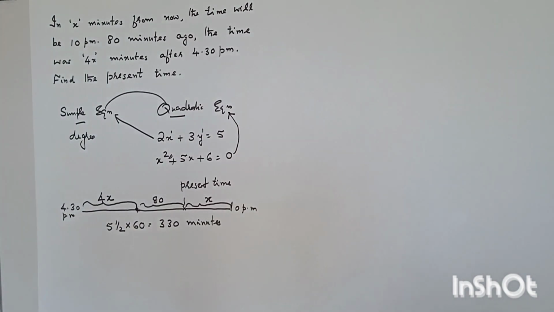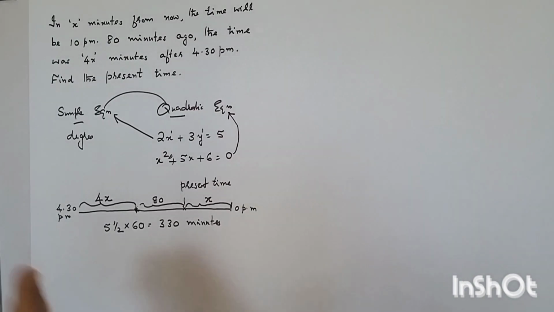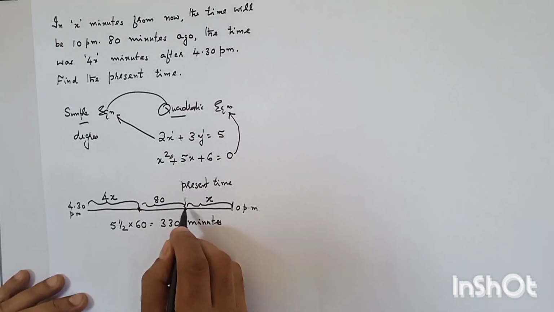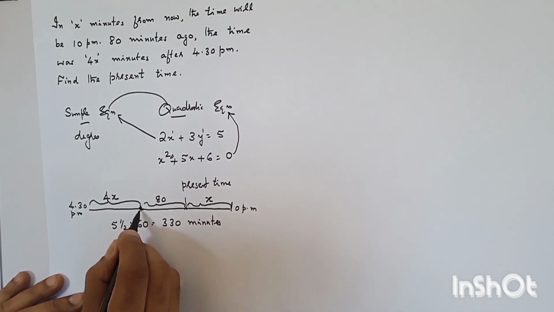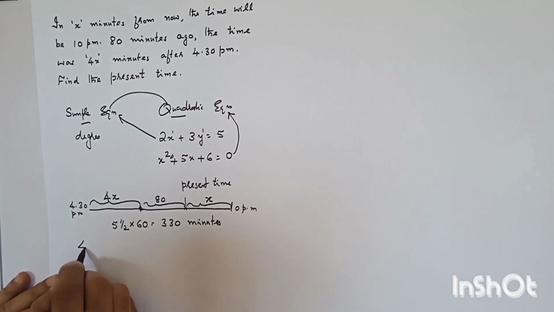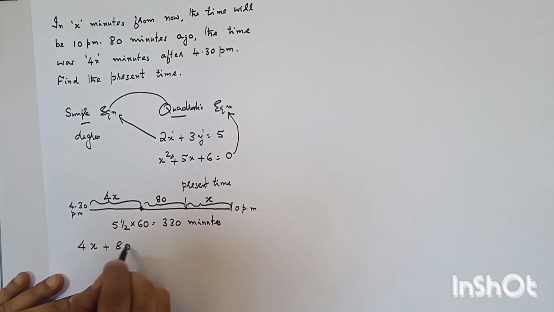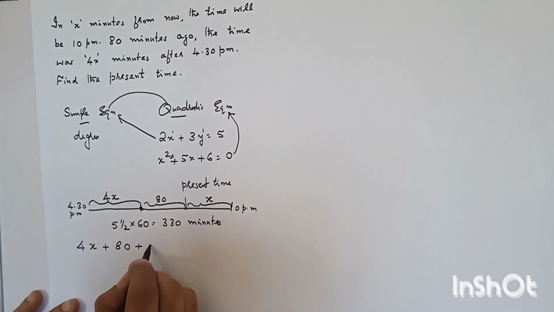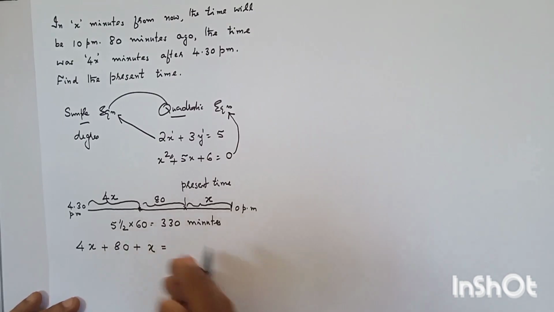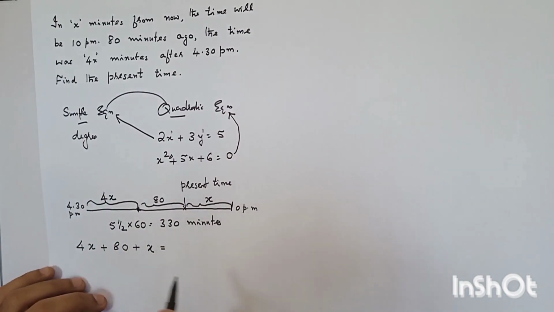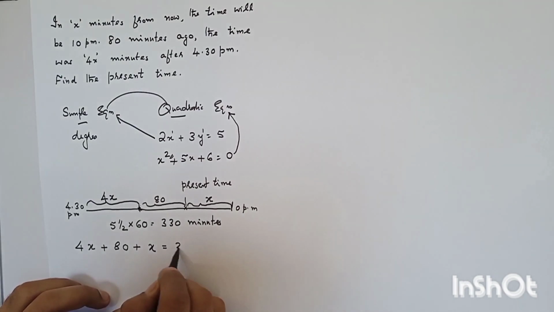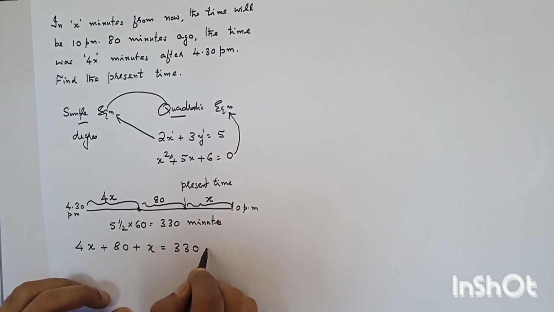Now, what do you see here? We have divided the whole stretch of time between 4:30 and 10 p.m., which is 330 minutes, as you found it to be. We have divided that into three parts. One from here, one from here to here, and the other from here to this point. Now, let us sum up these three times. Everything is in minutes, of course. And that will be the whole time between 4:30 and 10, which is found to be 330 minutes.